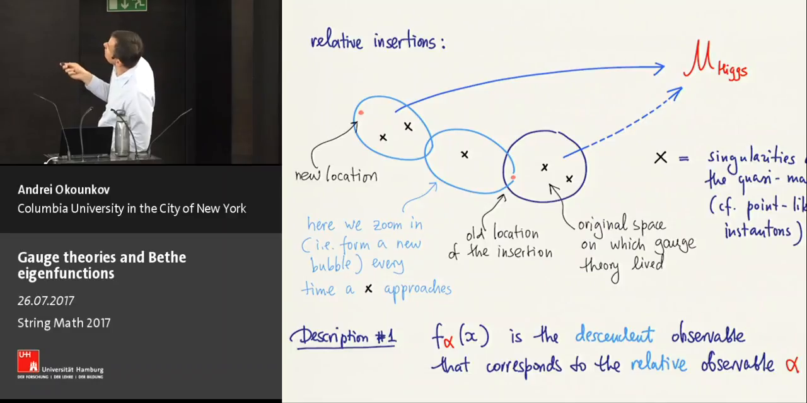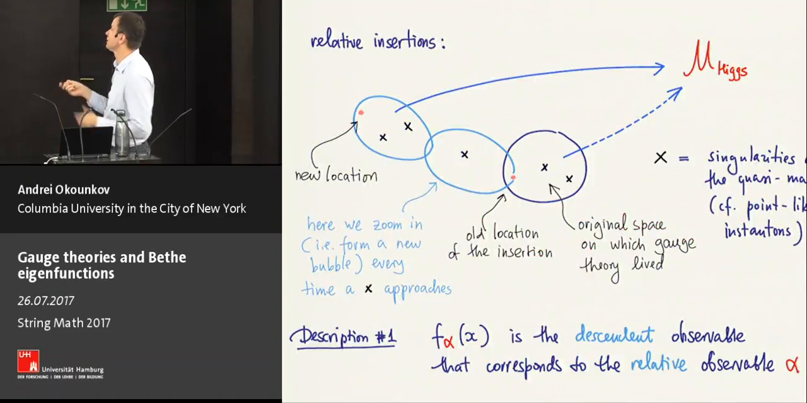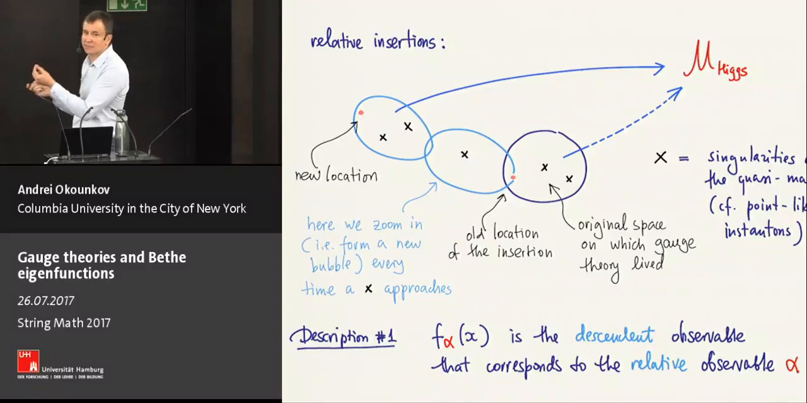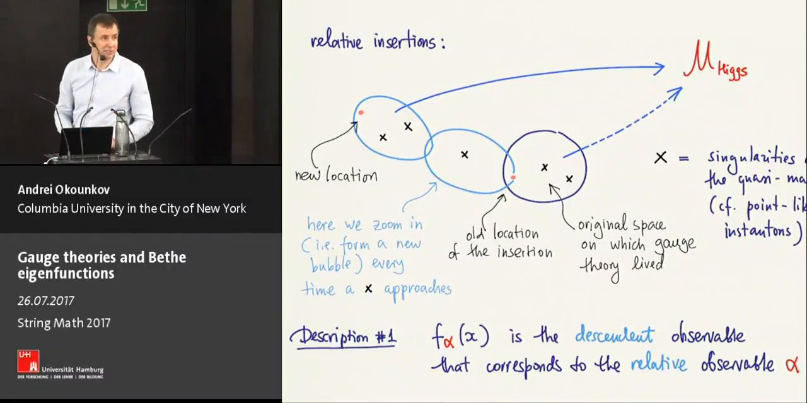And so after the discussion, this explains how I'm going to pair an element of the K-theory of my Nakajima variety with an element of the K-theory of the stack. Then description number one, it's not really a description, it just says what we are going to do. We're going to find an equivalent descendant insertion for any relative insertion. I'm not saying how to do it, but this is what we're going to do. This will solve the problem, finding this off-shell beta eigenfunction. If we solve this problem, that formula will give us this off-shell beta eigenfunction.